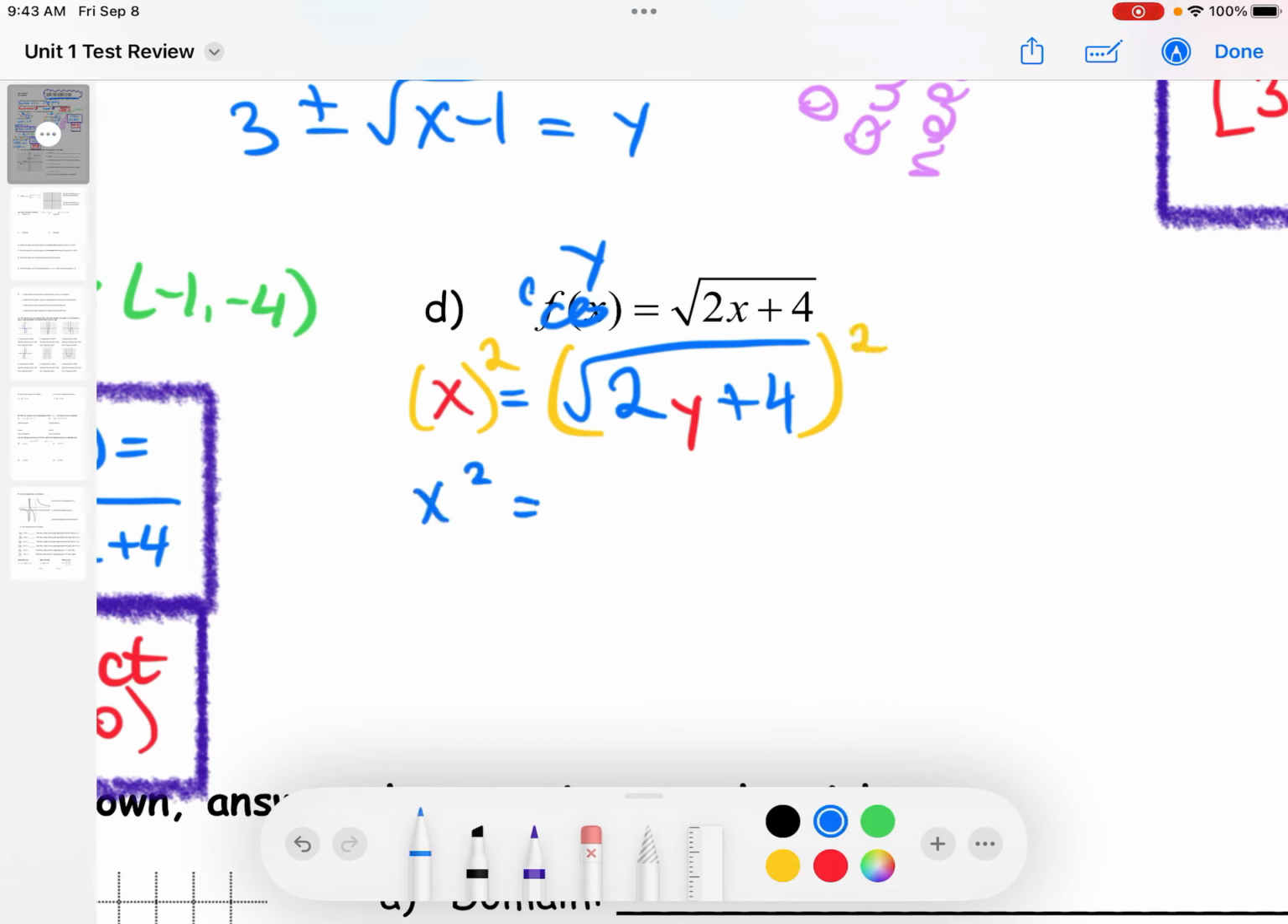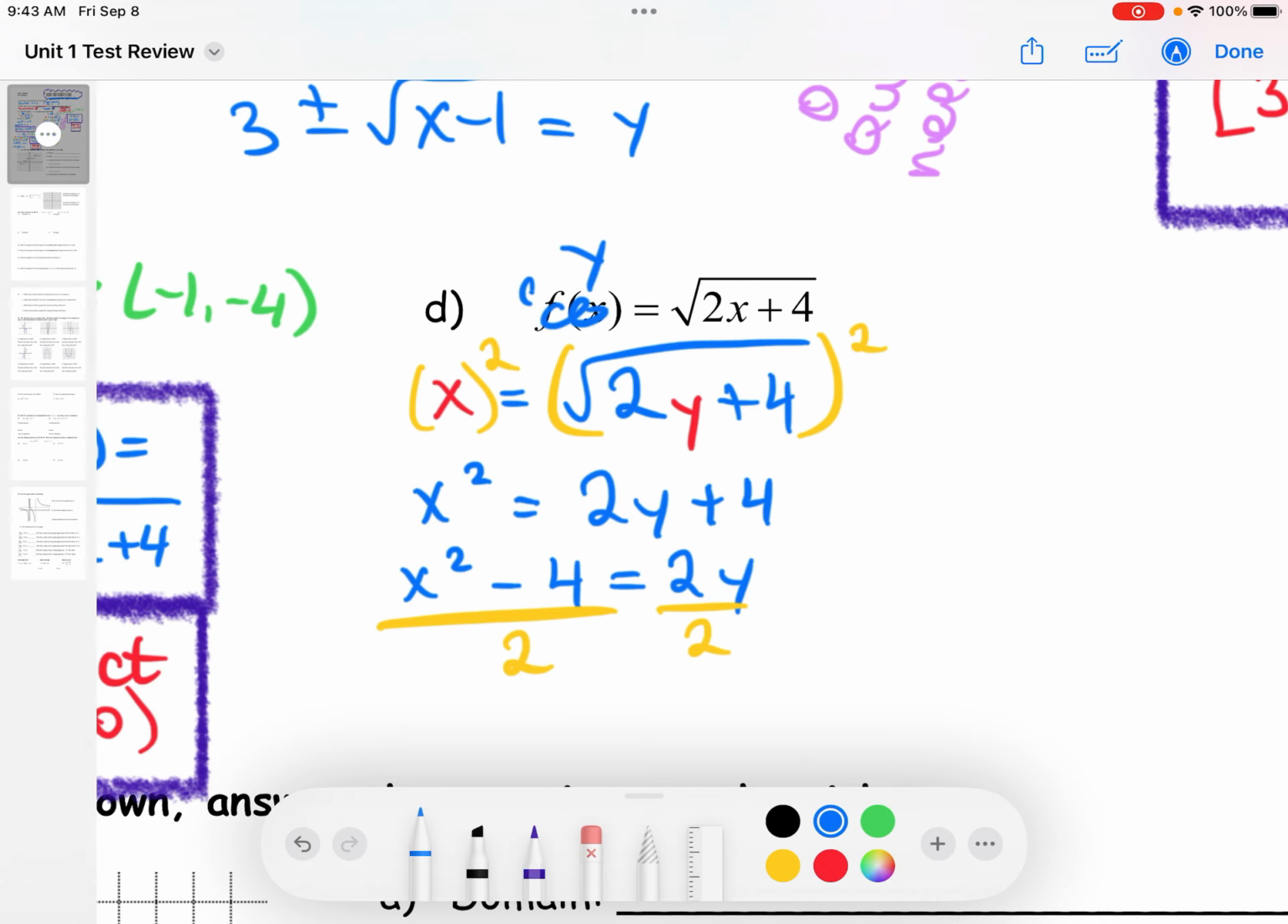So x squared is equal to 2y plus 4. We need to continue getting that y by itself. So we subtract the 4. X squared minus 4 is equal to 2y. And then we need to divide by 2.